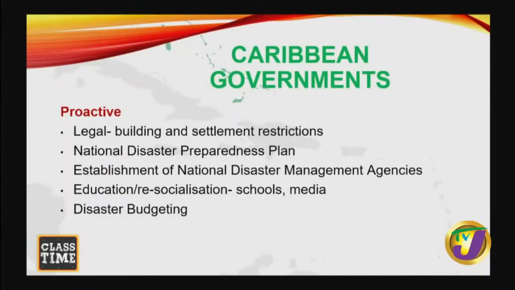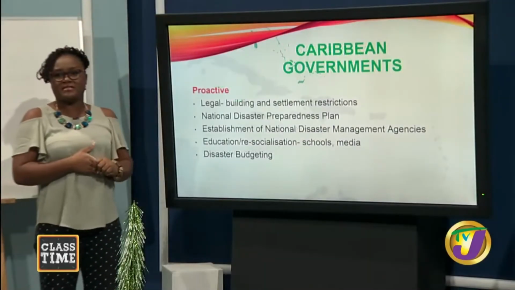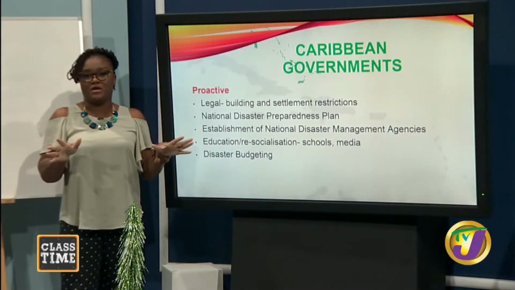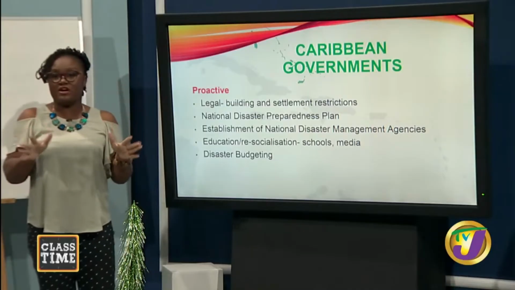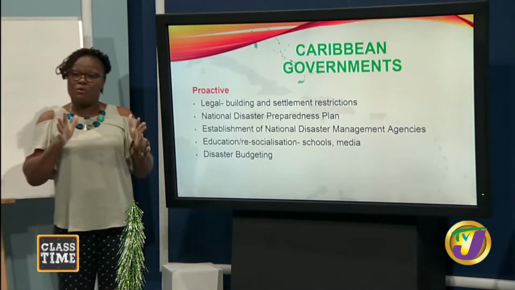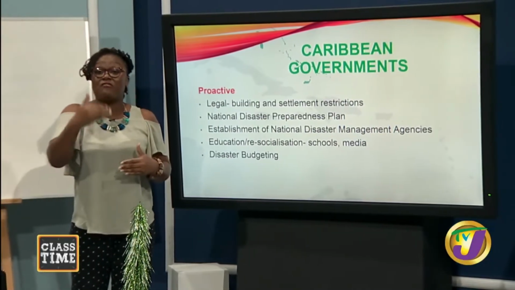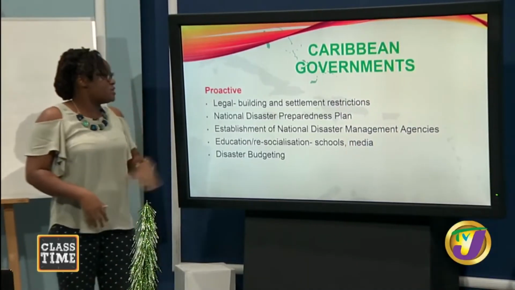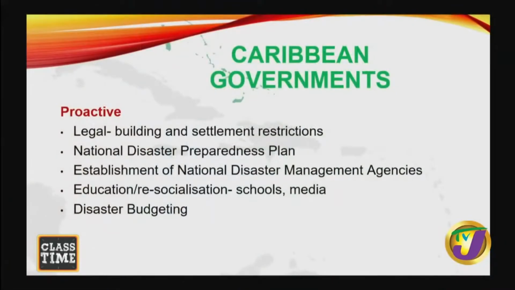All right, so there we have it now, the Caribbean governments. This is the part we want to get to, because when you talk about mitigation on a national level, you're talking about the government. The government needs to have a plan in place. So the government needs to be proactive. One word sums that up: proactivity.